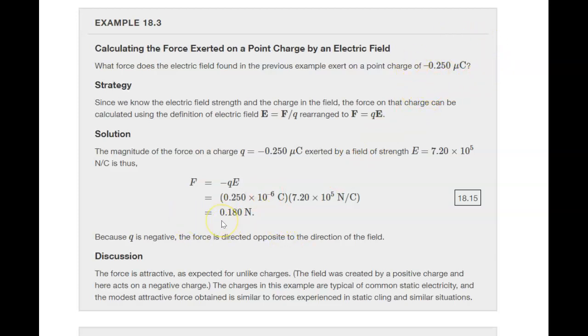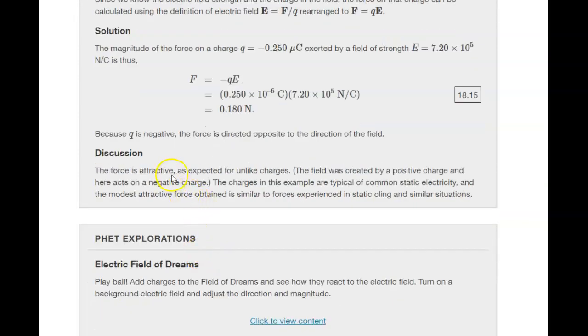And that becomes 0.18 newtons. Because the q is negative, the force is directed in the opposite direction of the field. So the force is attractive, as expected for opposite charges. The field was created by a positive charge and therefore acts on a negative charge. The changes in this example are typical of common static electricity, and most forces obtained are similar to forces experienced like static cling and other things.